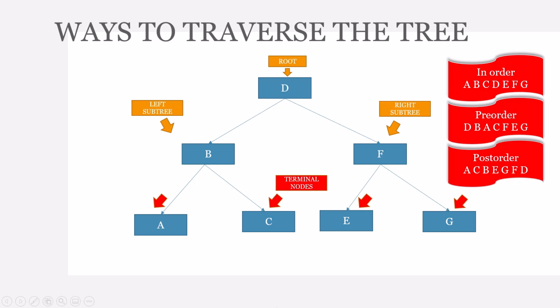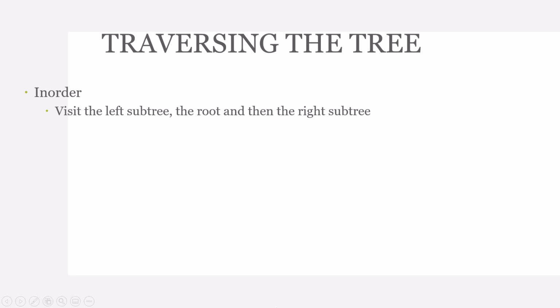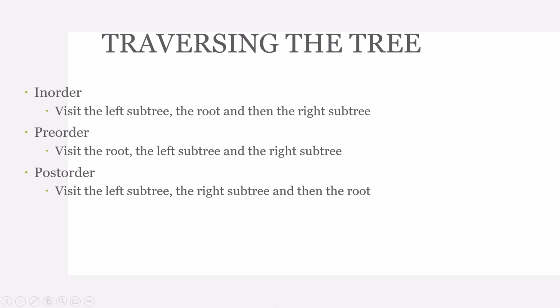and finally the root. Now, just to give you a recap on how we would write code to traverse the tree using any of these approaches: for in-order, we would visit the left subtree, the root, and then the right subtree. For pre-order, we would visit the root, the left subtree, and then the right subtree. For post-order, we would visit the left subtree first, then the right subtree, and finally the root. Now, keeping all this in mind, let's write some code.